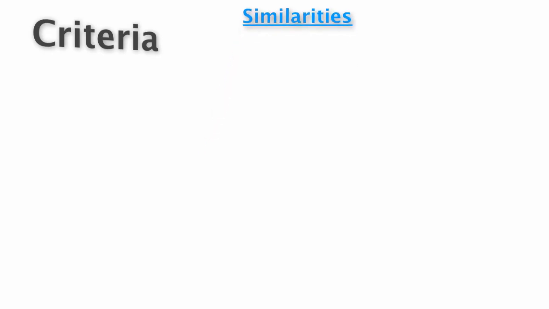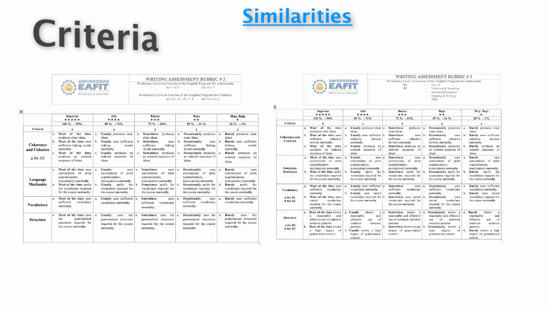Similarities. Rubrics number 2 and number 3 include 4 criteria: coherence and cohesion, language mechanics, vocabulary, and structure. The repertoire of written products that can be produced by all students in those courses allows for assessment to be conducted in all the mentioned criteria. Let's continue with the descriptors.